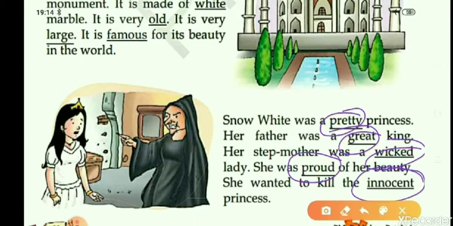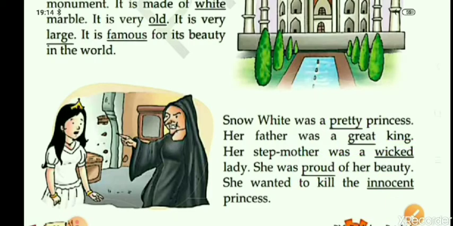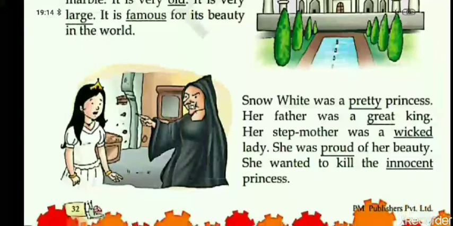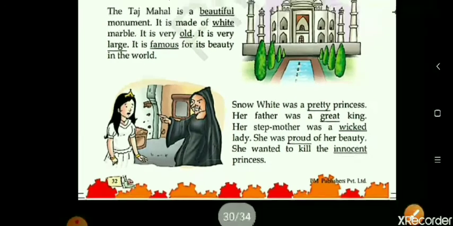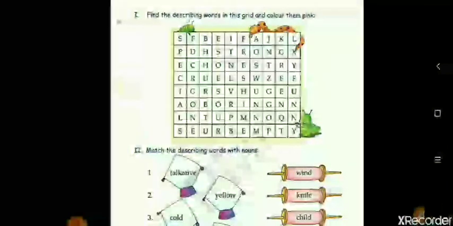So children, in this paragraph, the words pretty, great, wicked, proud, and innocent are all describing words. Now moving on to the next page. Here, the exercise begins from this page.